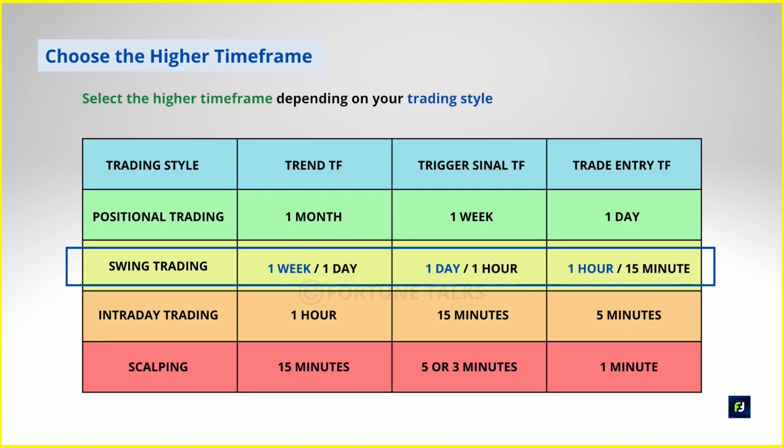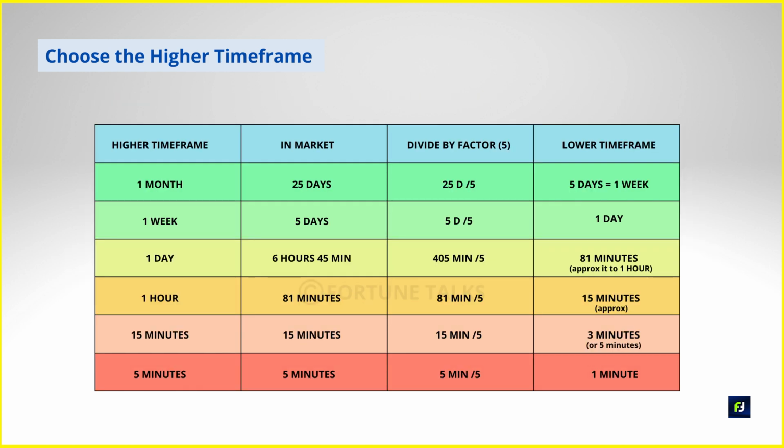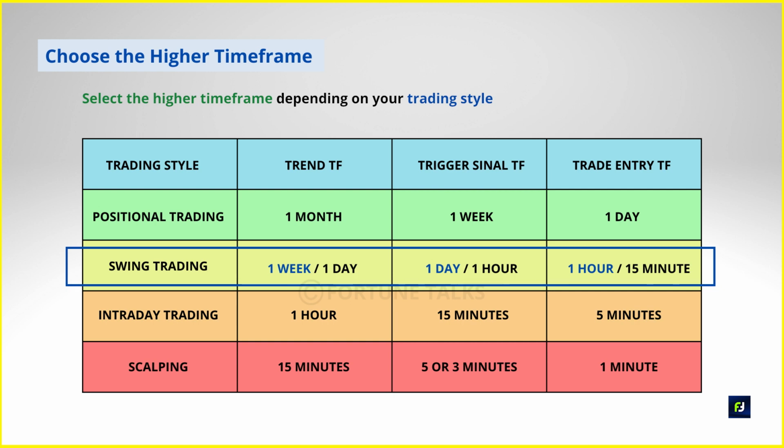For example, if you want to take a swing trade, your higher time frame would be a weekly chart. The intermediate time frame would be a daily chart because there are 5 days in a trading week, and when considering a factor of 5, the time frame becomes 1 day. The even lower time frame would be the 1 hour chart.